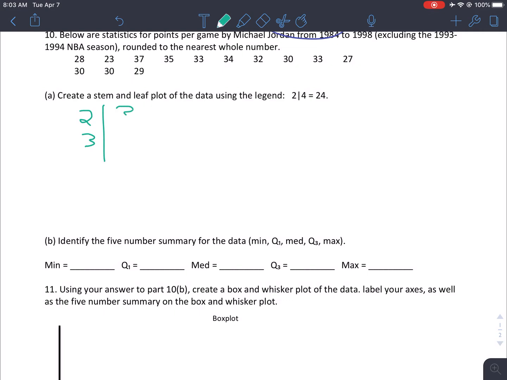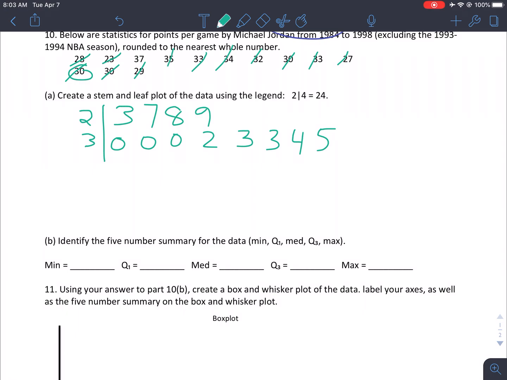So 23 is the smallest, 27, 28, 29, 30, 30, 30, 32, 33, 33 again, 34, 35, 37. Our stem and leaf plot is complete.